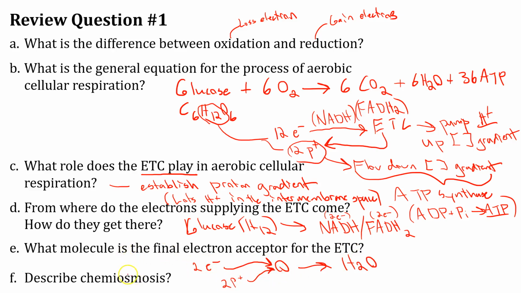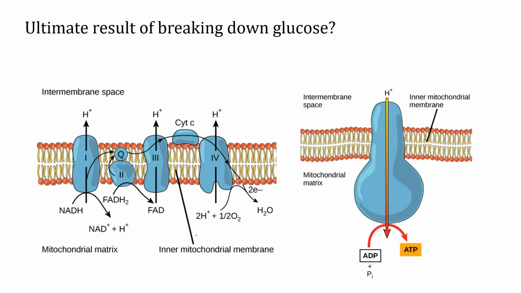And then chemiosmosis. Oh, this is one that I forgot to talk about. The process by which protons flow down the ATP synthase is referred to as chemiosmosis. So I should probably go back and show you this. This process right here, this is the ATP synthase. When hydrogen ions are flowing down through this, that process is given the name chemiosmosis.